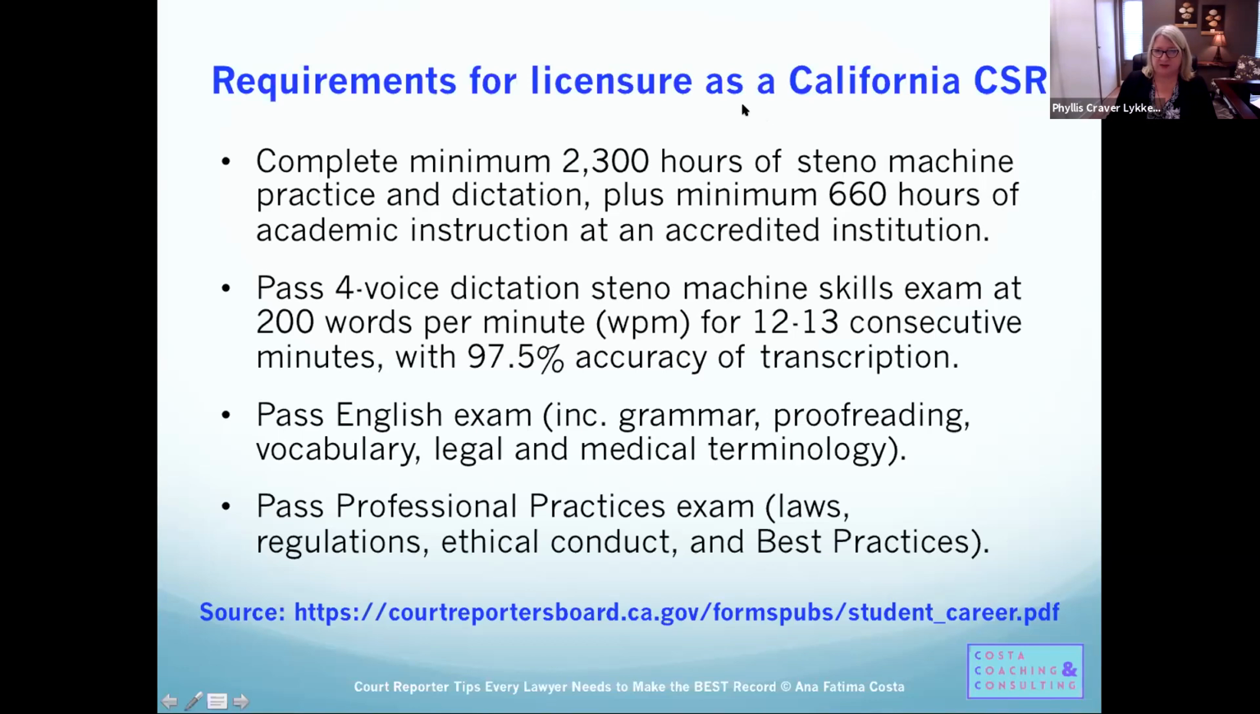Most of the time it's a 2-year program, but sometimes even though it's a 2-year program, it still takes people 4 years to complete the program. It's not an easy program. Then you have to pass a professional practices exam. You have to be familiar with the laws and regulations, court rules, and ethical conduct, and we have to follow all of those same kinds of rules just like attorneys do. Next slide, please.